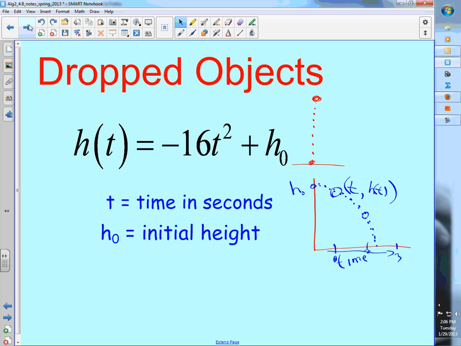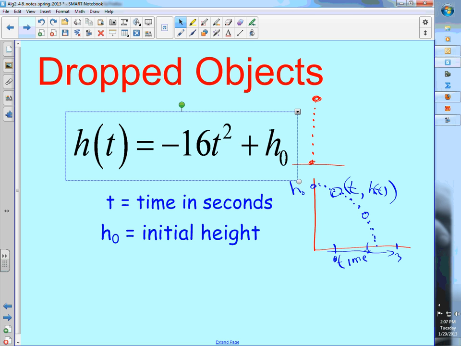So you can figure out the height of any object based on how long after you let it go and how high you dropped it from. The path of the ball is not what this equation is identifying for you. When you drop an object, the path is straight down.